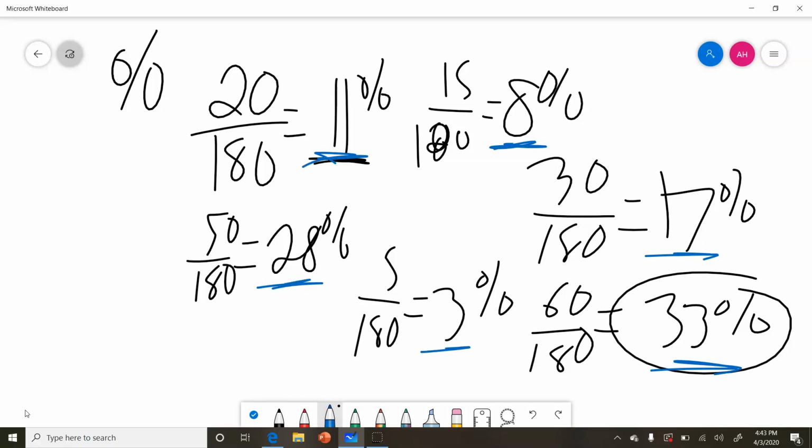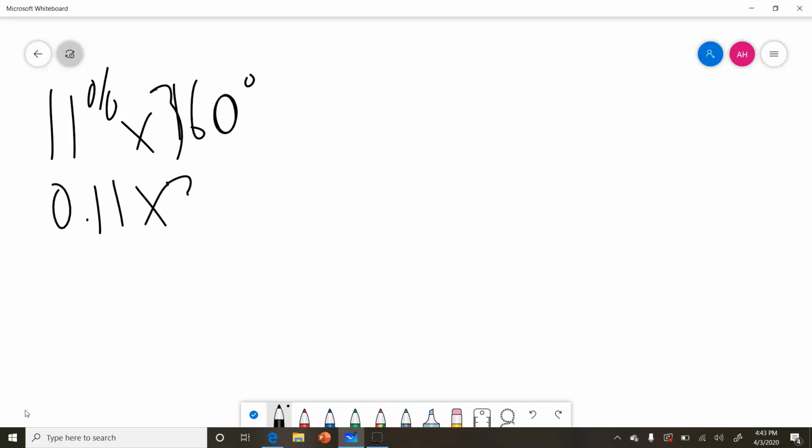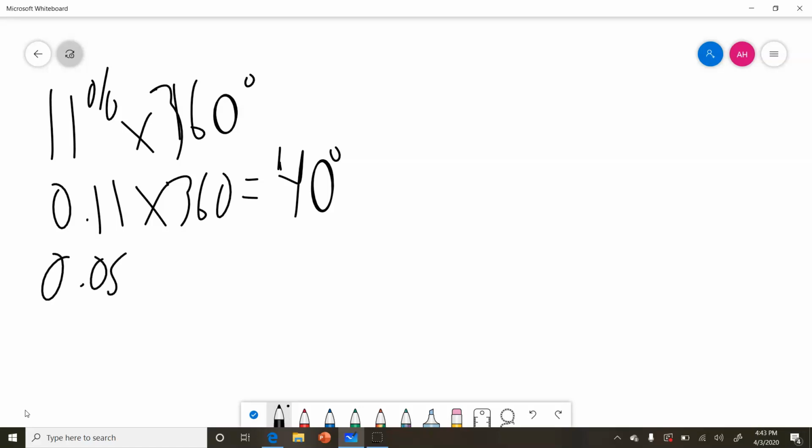Now we have to put all of those in a pie chart, or a circle graph as they call it. The first thing we have to do is find out how many degrees each one of those is. The 11% has to be times our 360 degrees. 11% is 0.11, so we convert it, and we get 40 degrees. So this 11%, which represents church, is going to be 40 degrees on your protractor. The next one is the 8%, so that's 0.08 times 360, and we get 29 degrees.